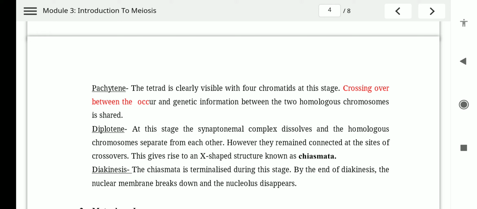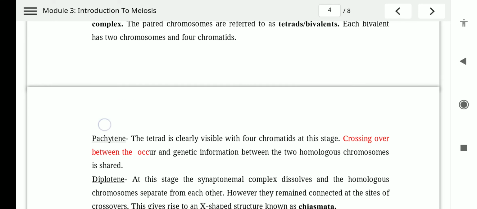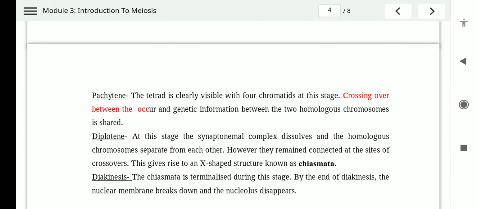The fourth stage is diplotene. In this stage, the synaptonemal complex which was formed in zygotene is dissolved, and the homologous chromosomes get separated from each other. They remain connected at the sites of crossover, which give rise to X-shaped structures known as chiasmata. So, in zygotene, pairing of homologous chromosomes takes place and the synaptonemal complex is formed. Now, the two homologous chromosomes mix with each other, or chromatids get exchanged.